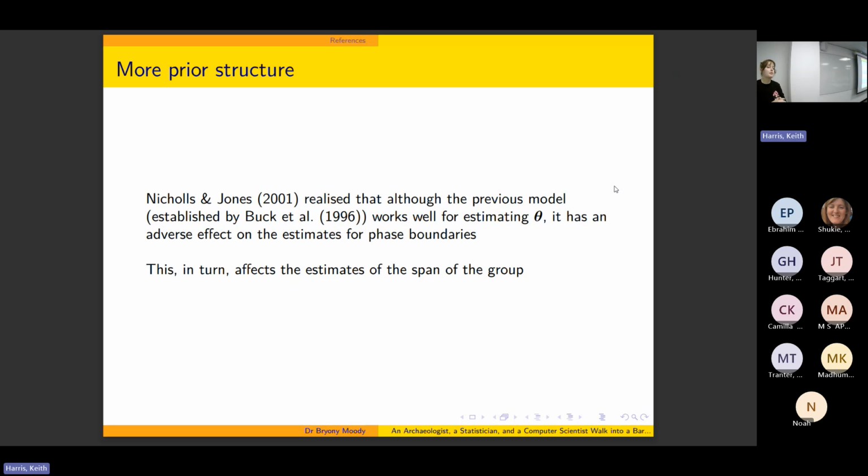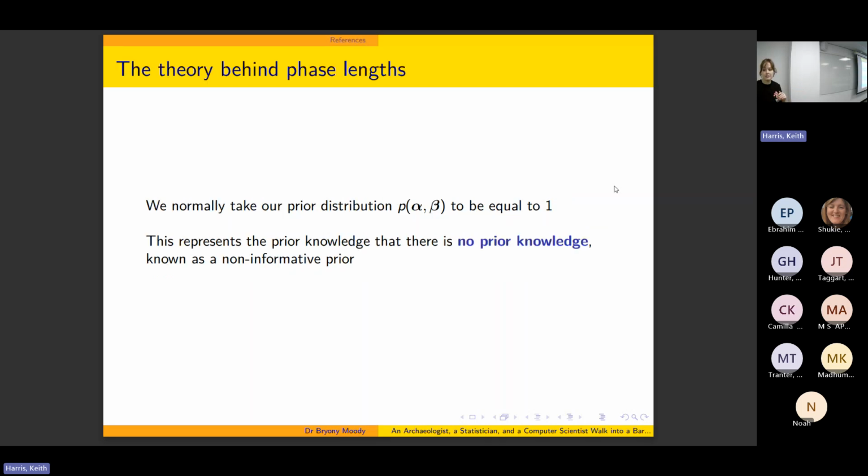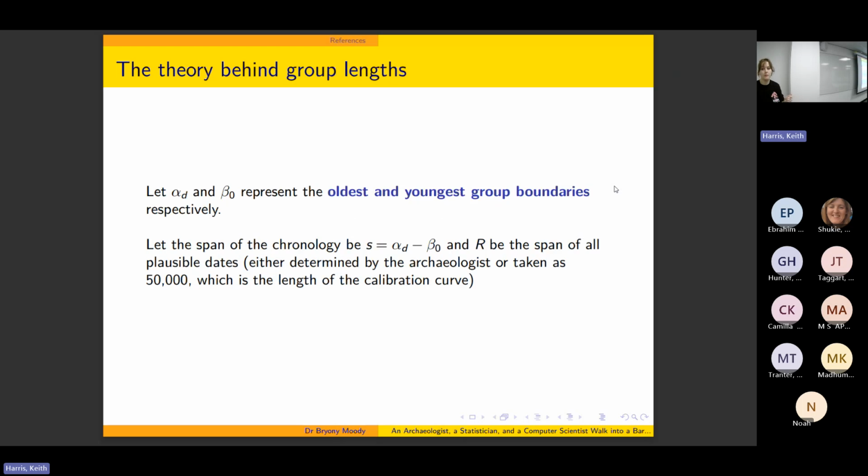It works well for estimating theta in the sense that it doesn't impose anything we don't want it to, except it has an adverse effect on the phase boundaries. What it essentially does is force them to spread out a little bit more than we want. And the reason for this is that while we're taking this to say that we have no prior knowledge about alphas and betas individually, which most of you will know is known as an uninformative prior, it has an adverse effect on the span of that particular group.